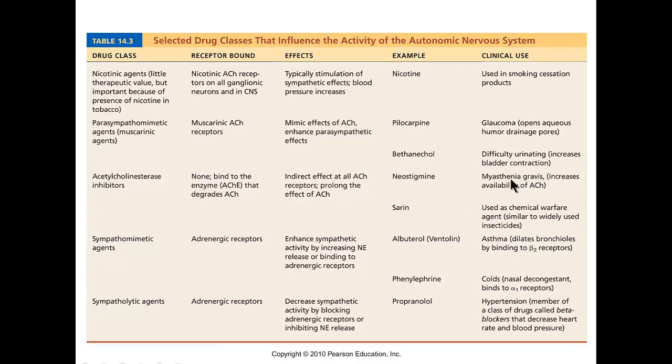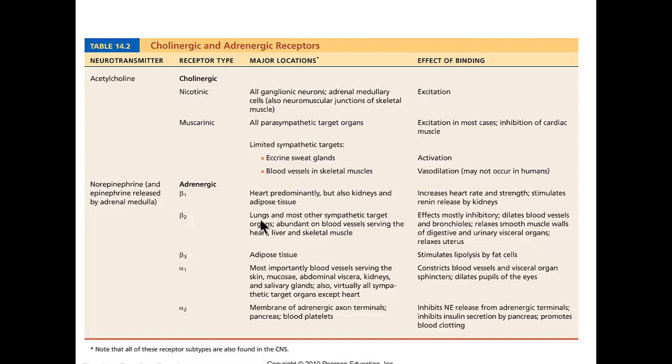And then sympathomimetic agents, these are things that are going to act like the sympathetic nervous system. So they're going to bind to adrenergic receptors, anything that binds norepinephrine. So that's what albuterol does. Albuterol binds to beta 2 receptors. And where do we find beta 2 receptors? We find them in the blood vessels, lungs, also in the heart itself. So what happens when a person does their albuterol? It's going to dilate those airways so they can breathe better. What happens when I check their heart rate? It's going to bump up their heart rate.